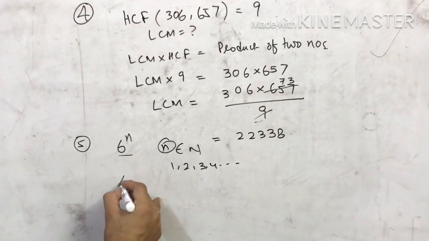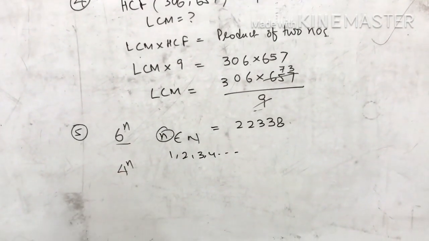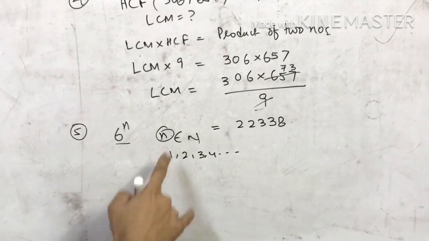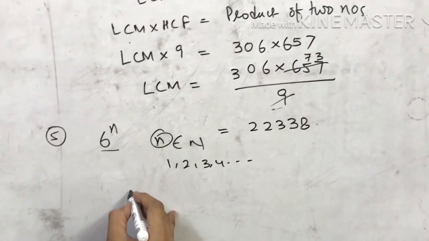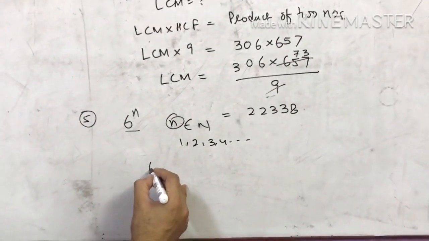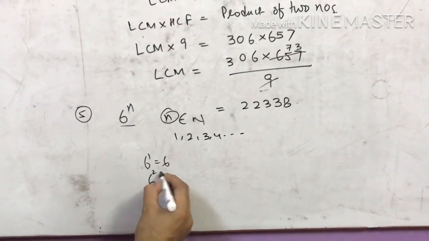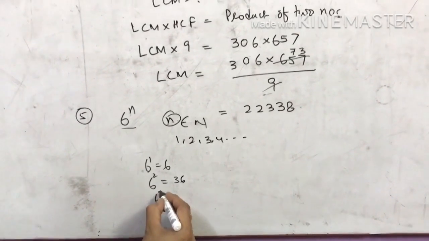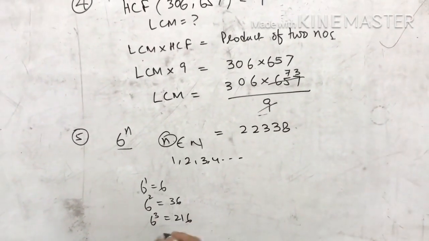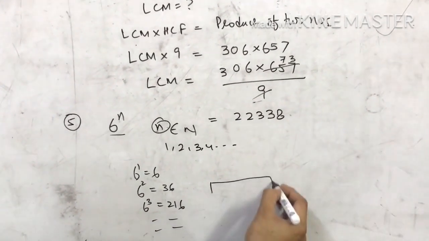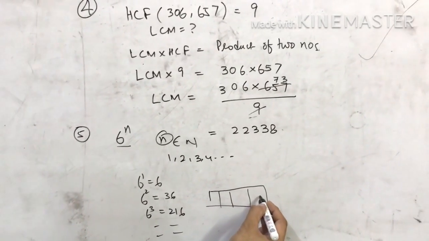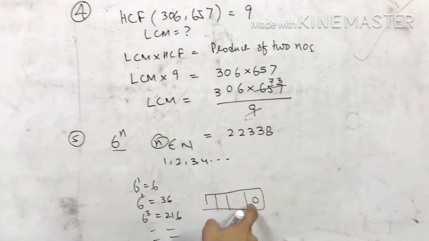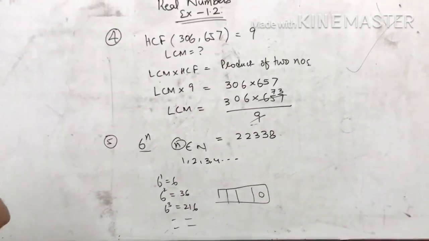So it is very much similar to the 4 to the power n question, which was an example. So what we will write: 6 to the power 1 is 6, 6 to the power 2 is 36, 6 to the power 3 is 216. In this way a lot of numbers will come. So finally, is there any number where the unit digit is 0? For unit digit 0, what do you want?